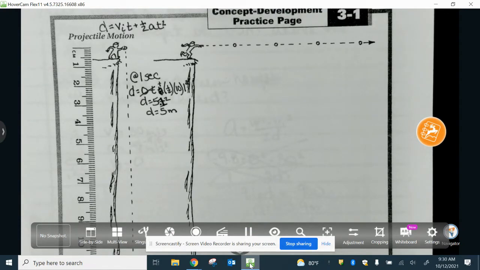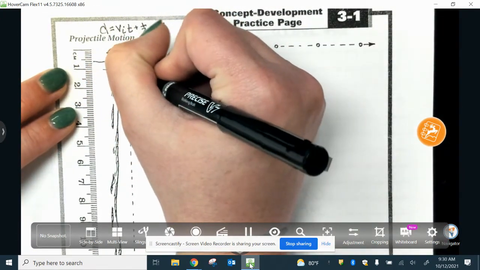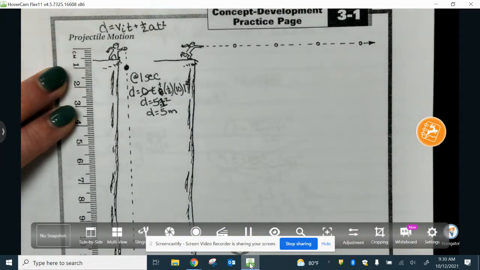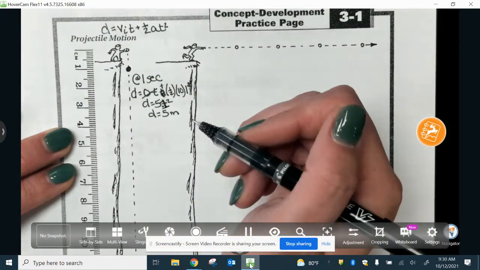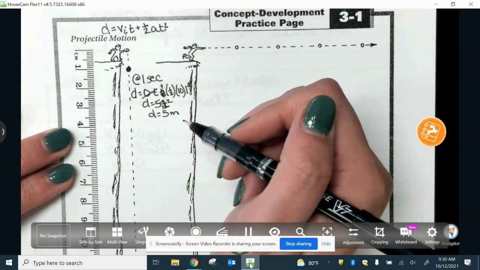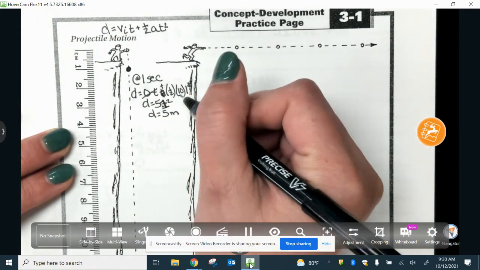So my scale is 1 centimeter equals 5 meters. So at 1 second, my ball's right there. 5 times 1 squared.